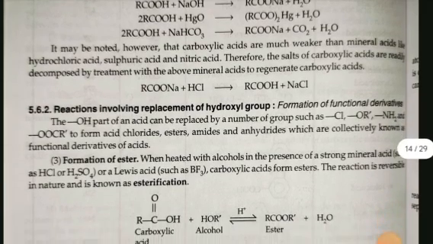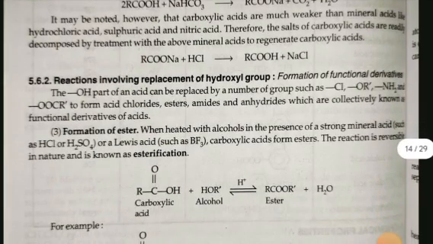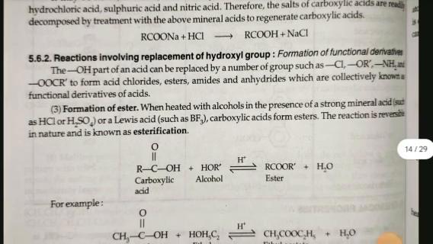It may be noted, however, that carboxylic acids are much weaker than mineral acids like hydrochloric acid, sulfuric acid, and nitric acid. Therefore, the salts of carboxylic acids are readily decomposed by treatment with a mineral acid to regenerate the carboxylic acid. For example, RCOO-Na+ plus HCl gives carboxylic acid plus NaCl.